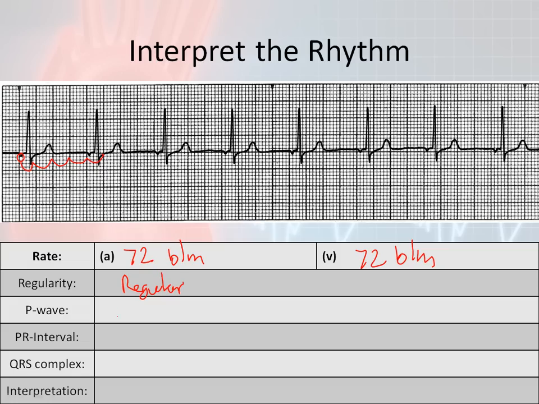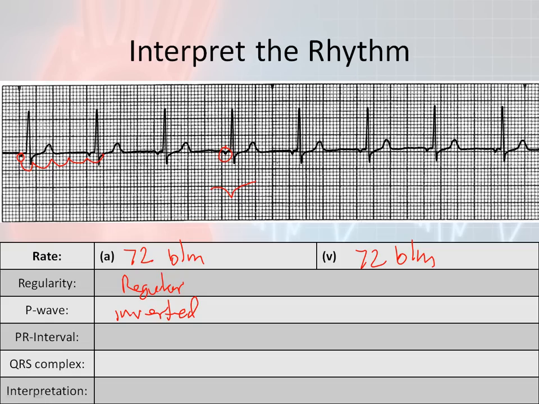My P waves are actually different. My P waves are inverted. Now if you remember, a normal P wave is supposed to be upright and round. This one is actually inverted, and it looks like it kind of does this peaking, inversion peaking here. The important thing is that it's actually inverted. It is not a normal P wave.